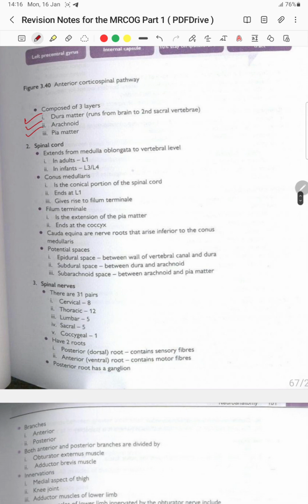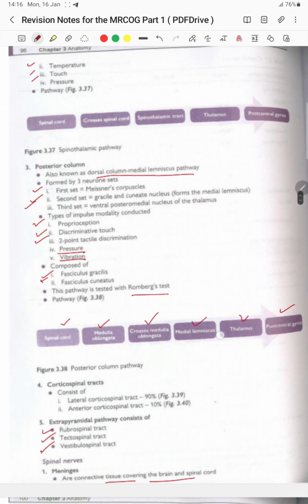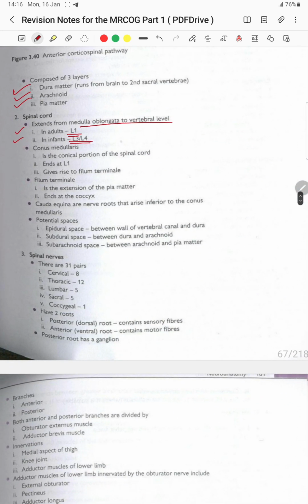The spinal cord, it extends from the medulla oblongata to the vertebral level in the adults at L1, and in the infants it is at the L3 and L4. Conus medullaris, it is the conical portion of the spinal cord. It ends at the L1 and gives rise to the filum terminale. And the filum terminale is the extension of the pia mater and ends at the coccyx. And the cauda equina, the nerve roots that arise inferior to the conus medullaris.